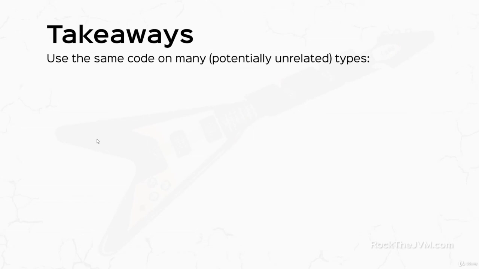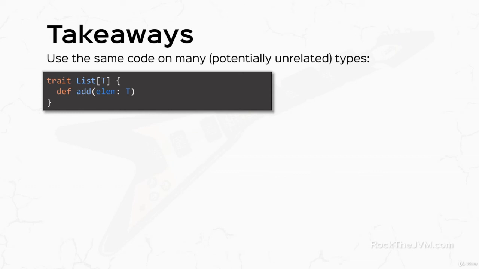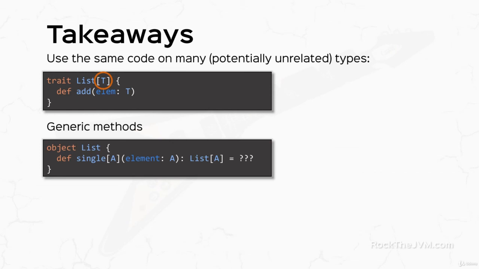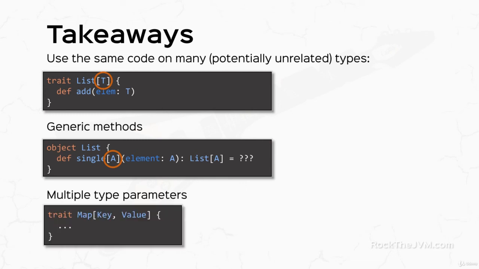All right, so let's wrap this up. You've learned how to use generics, which are a method to use the same code on potentially unrelated types. So the way that you declare a generic is to define a type parameter in between square brackets. This works for classes and for traits. You've also learned how to use generic methods, which means adding a type parameter in between square brackets at the method definition which allows you to use the type parameter for the rest of the method signature. You've also learned that you can define types with multiple type parameters. And you can name type parameters with whatever you want. Usually in practice we use single letters.